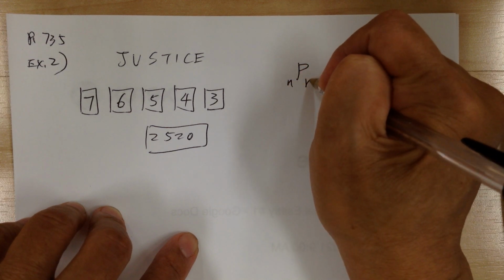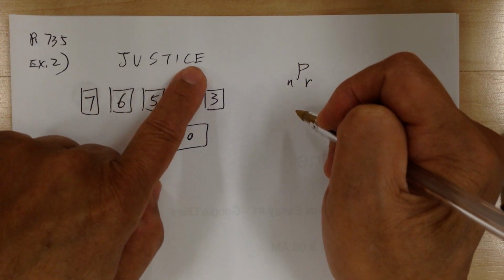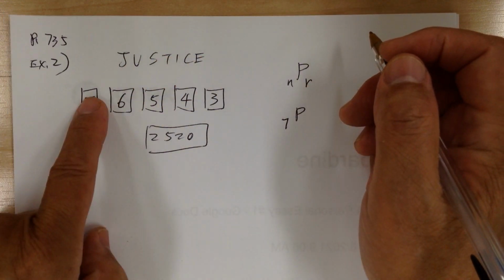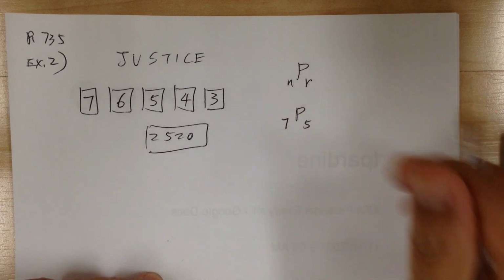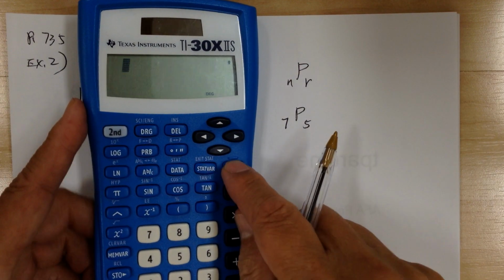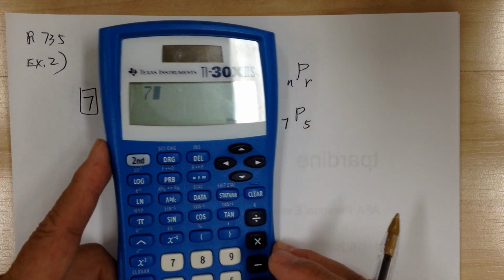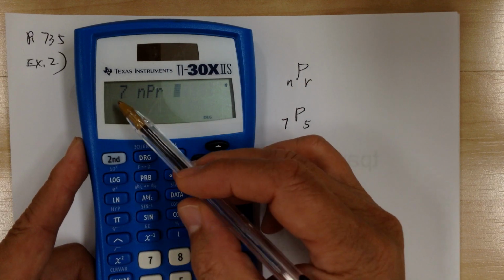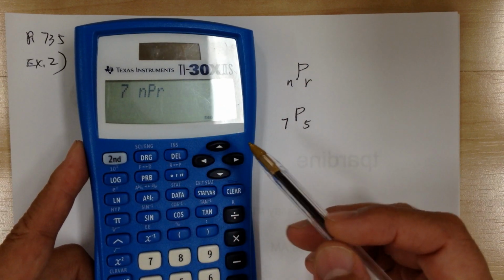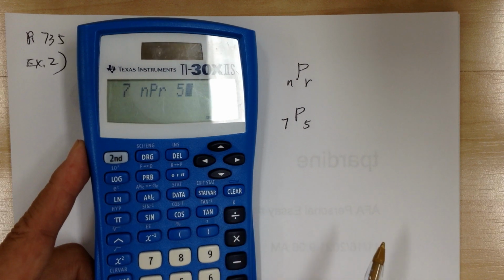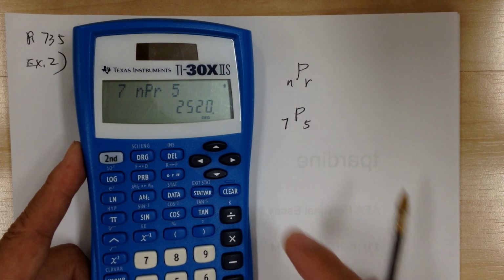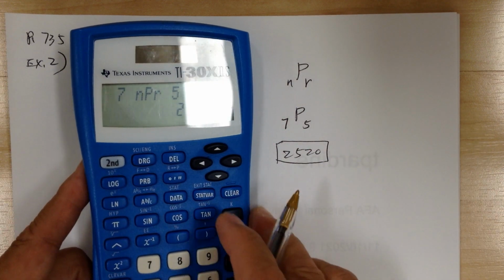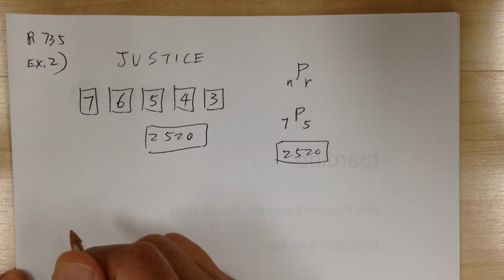So you can use nPr. In this case, the total number of items is 7, and you're going to use only 5. So it'd be 7P5. Okay, so you can get your calculator. You enter 7, and you go to probability to get this function. You enter that, so 7 nPr, and then you push 5. Okay, and you push equal, you get 2520. Okay, so you get the same answer.